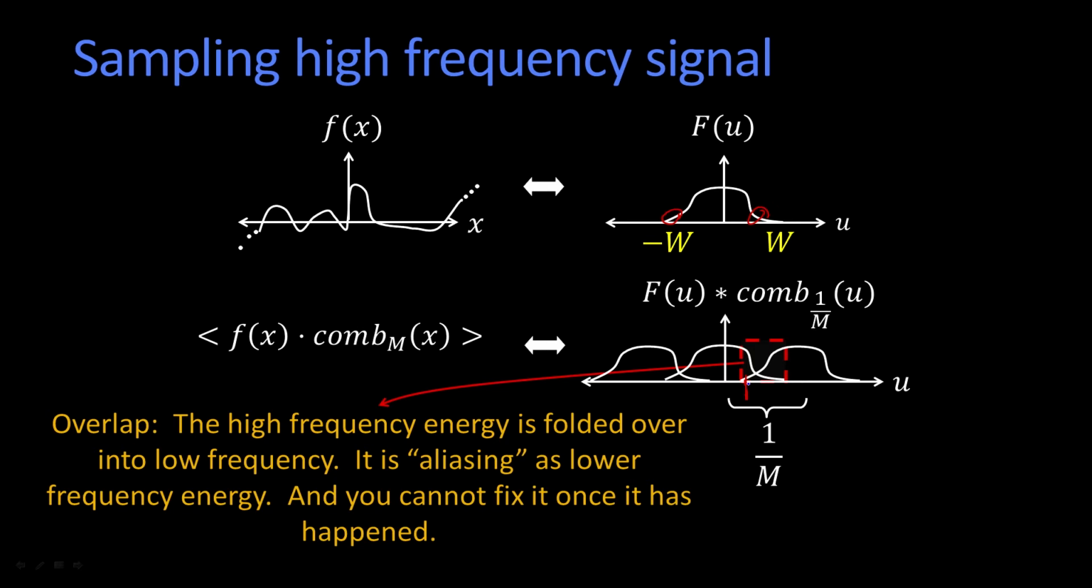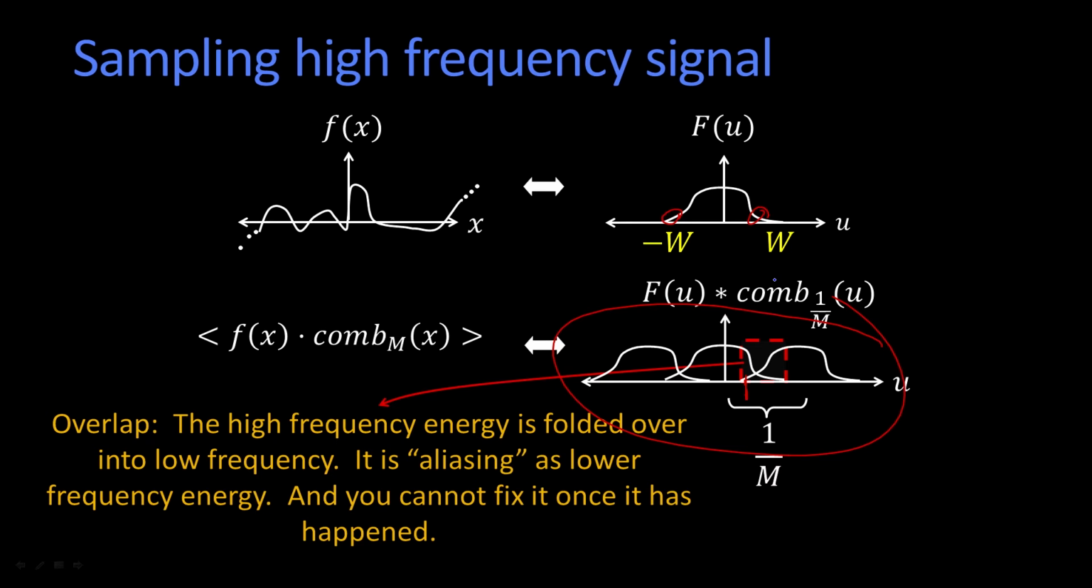And once you've aliased the signal, once you've done this operation, you cannot undo it. The high frequencies have pretended that they're low frequencies, and you can't separate them out from real low frequencies. You have to remove the high frequencies before you do the sampling in order to remove the aliasing.